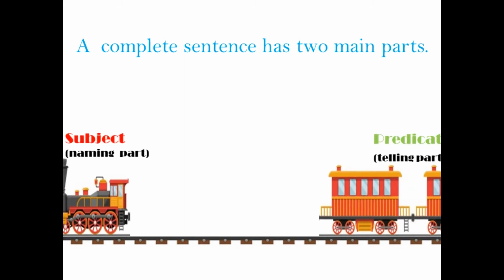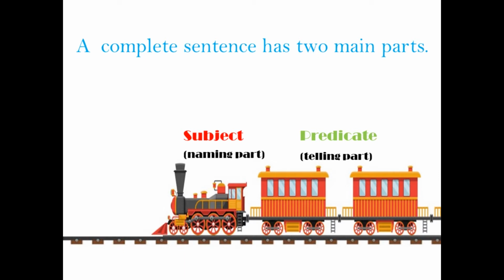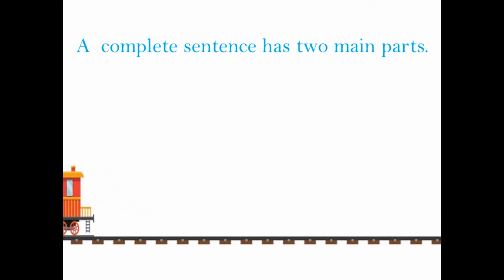A complete sentence has two main parts, subject and predicate. Subject is the naming part of a sentence and predicate is the telling part of the same sentence. We need both the parts to frame a complete sentence. Otherwise, it will not have a complete idea.